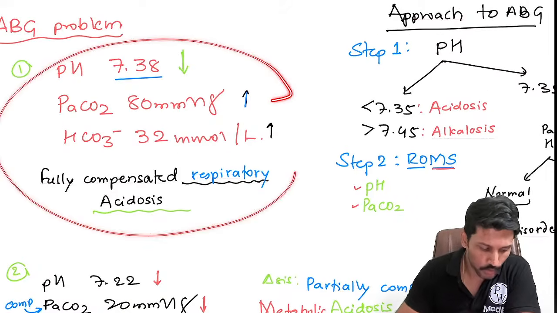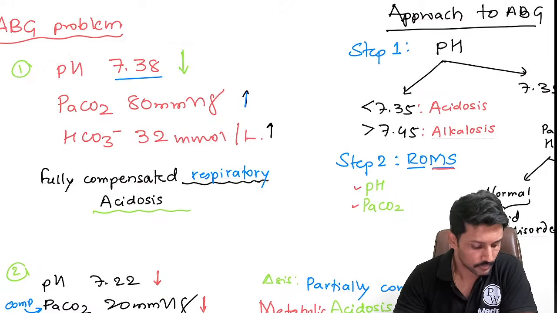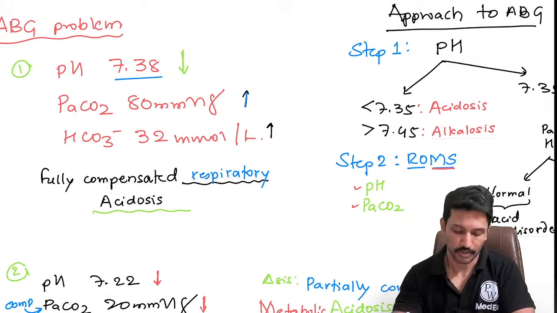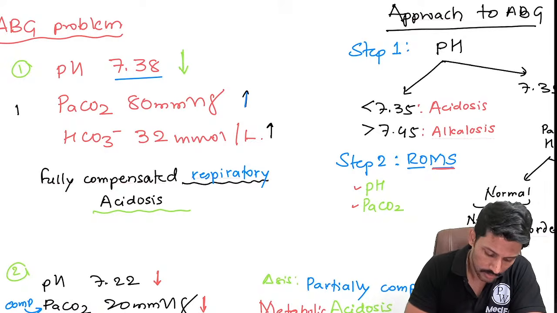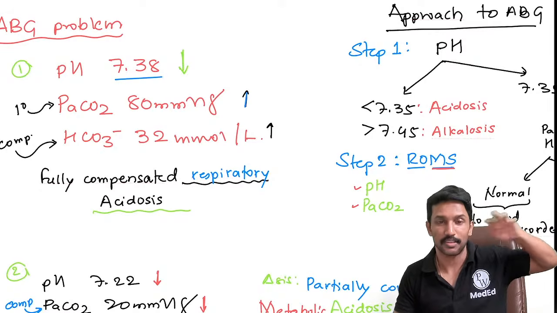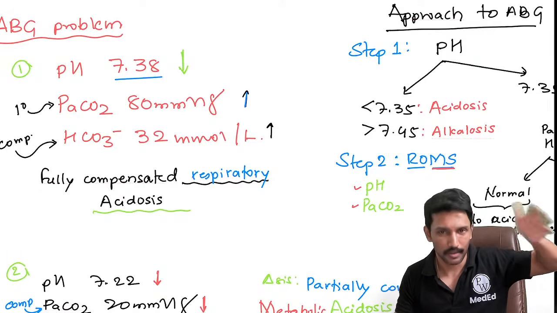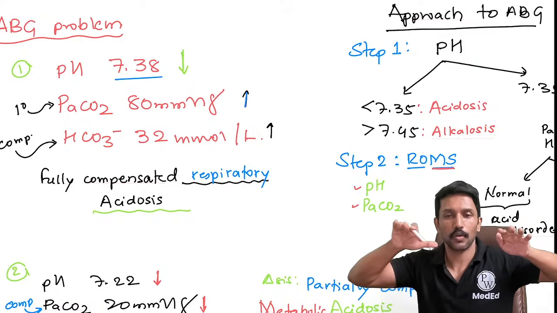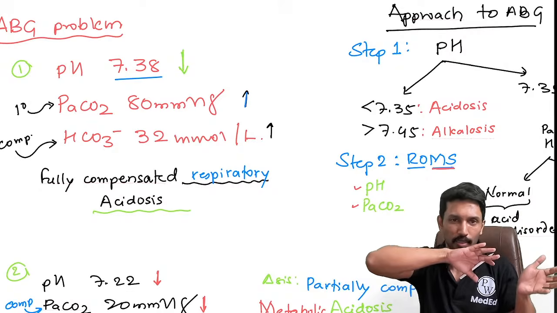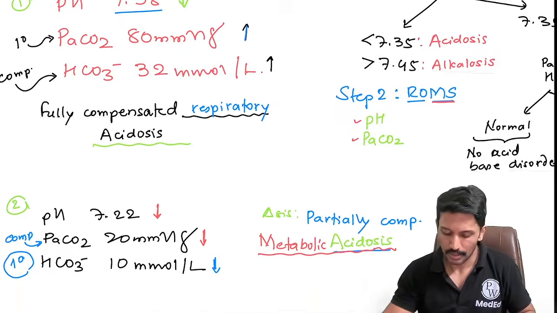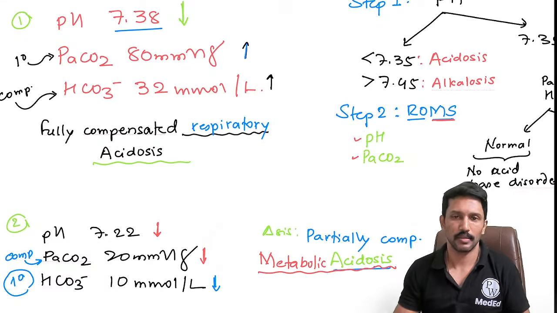So in example 1, what is the primary abnormality? If it is respiratory, the primary abnormality will be carbon dioxide. So I should blame carbon dioxide here. This is the primary abnormality and the compensatory change is going to be bicarbonate. Carbon dioxide increased, your respiratory system failed to clear the carbon dioxide. To compensate for that, bicarbonate increased, and the bicarbonate increase was sufficient for the pH to get normalized. That's why you have got a normalized pH. So we are calling it fully compensated respiratory acidosis. Here we have partially compensated metabolic acidosis.